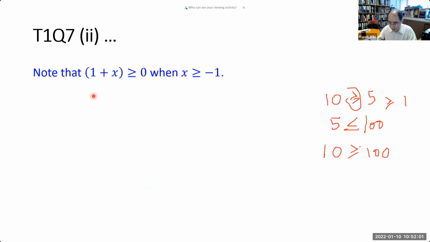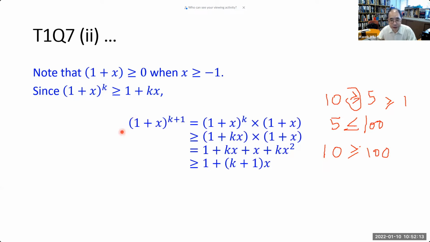Okay, so this is non-negative. This is our assumption. When n is equal to k, this is true, which means this inequality is true. Then we'll go from the left-hand side. From the left-hand side, you can split this into a product. The first factor is raised to the power k only, then the extra one for 1 is here.